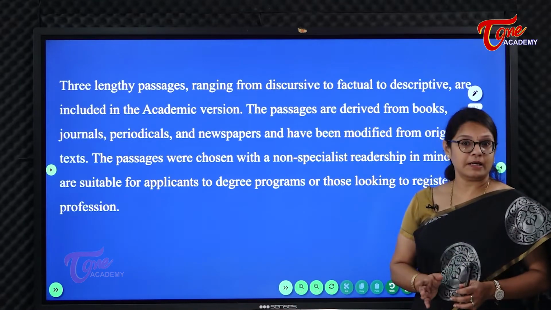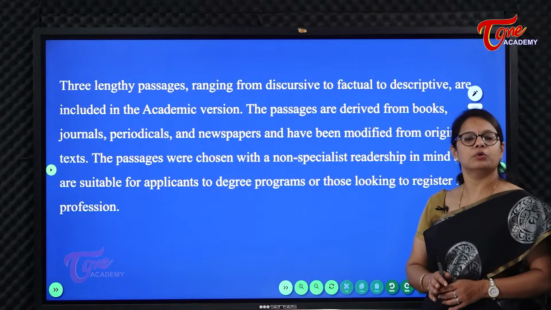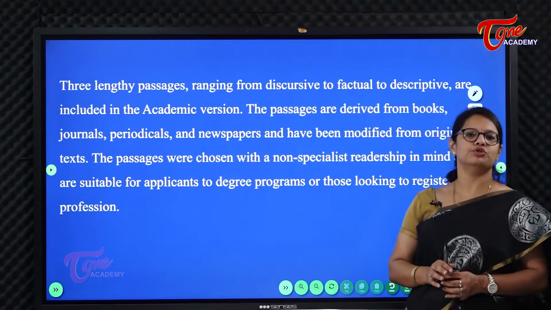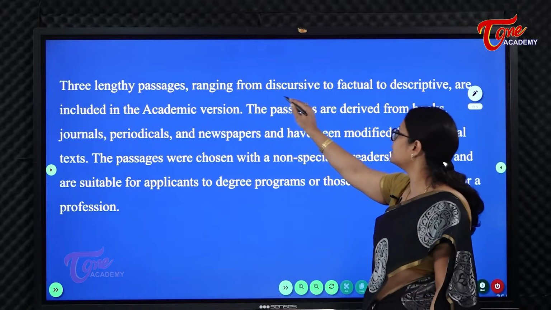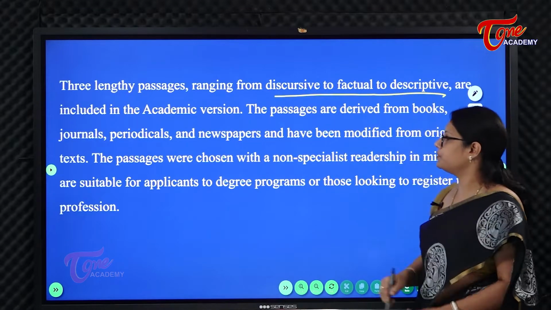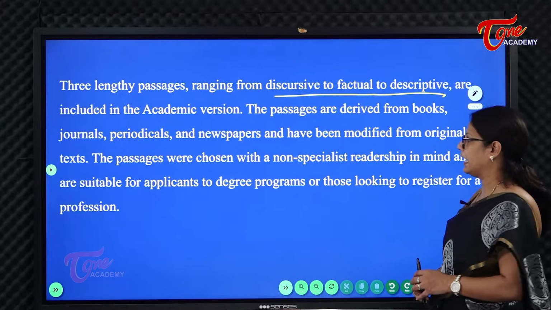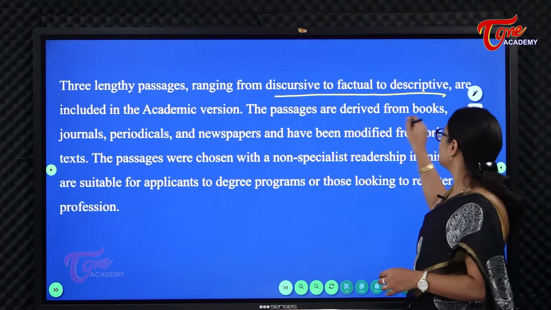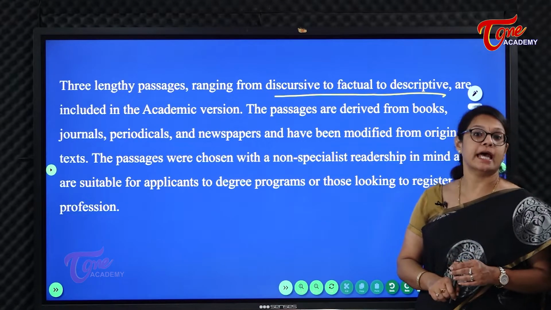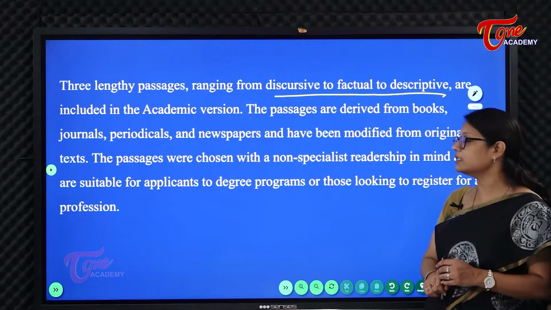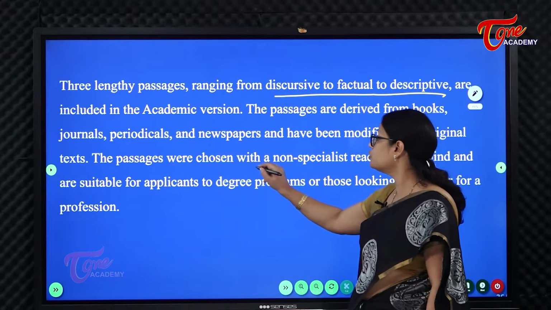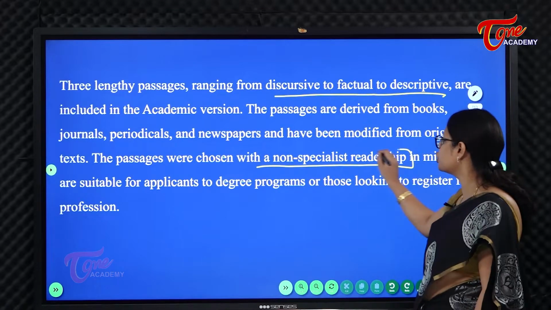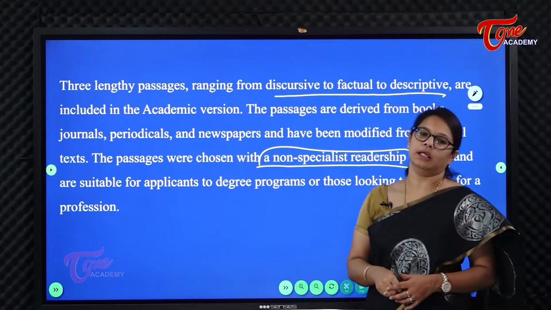Now, there are 3 lengthy passages, as I have already told you. It could range between 1500 to 2000 words per passage, and they could range from being discursive to factual to descriptive, and they are included in the academic version. The passages are derived from books, journals, periodicals, and newspapers and have been modified from their original texts. The passages are specially chosen with non-specialist readership in mind.